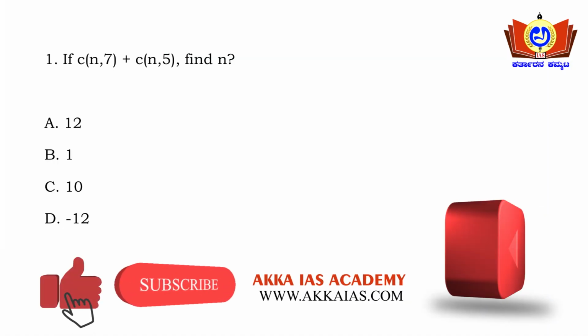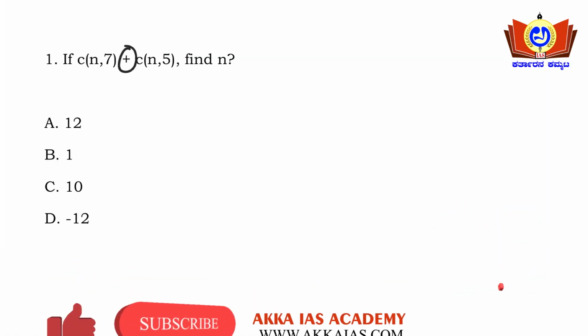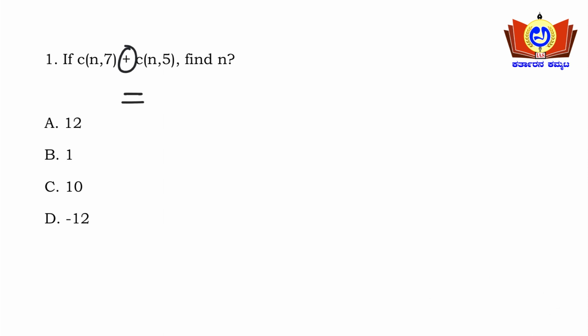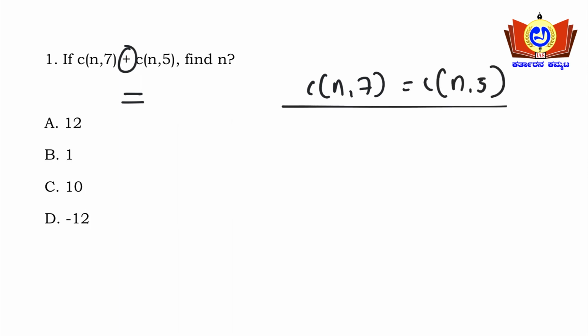The first question is, if C of n comma 7, kindly note this is not a plus sign, actually it's equals to, okay, if C of n comma 7 is equals to C of n comma 5, find n. This is the question here. See guys, this problem can be solved in two different methods: the formula method and a shortcut method. I'll deal with both methods. I'll explain the formula method first and then the shortcut method. So kindly bear with me.